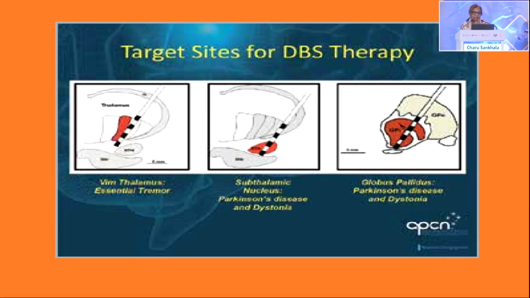These are the simple target sites for DBS therapy: VIM thalamus for essential tremor, subthalamic nucleus for Parkinson's disease as well as dystonia, and globus pallidus interna, again for Parkinson's disease and dystonia.